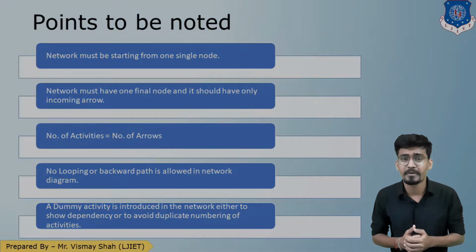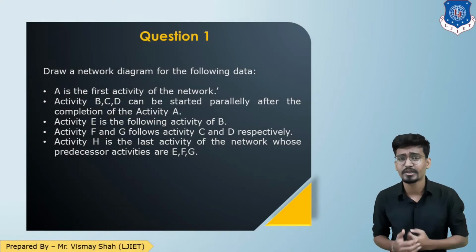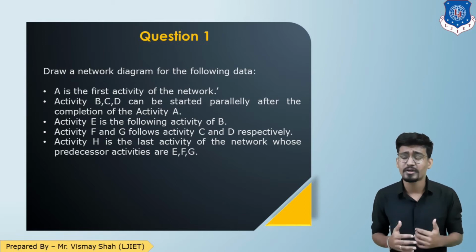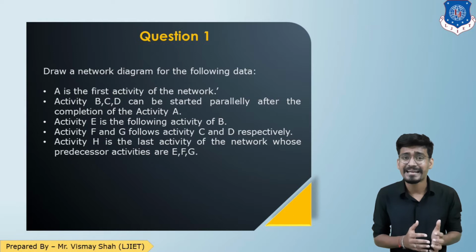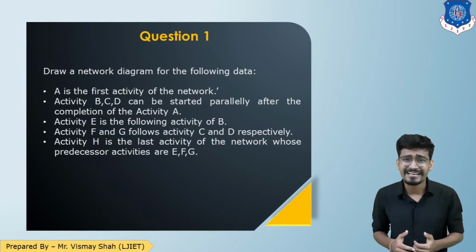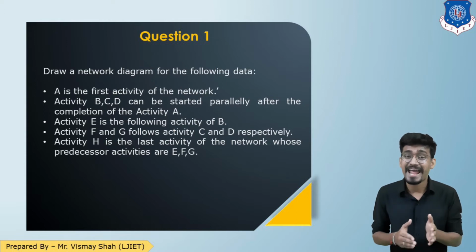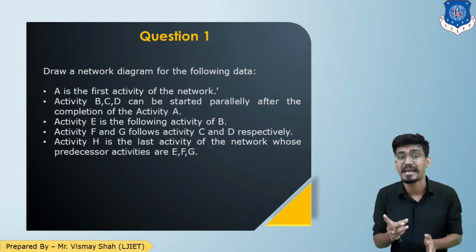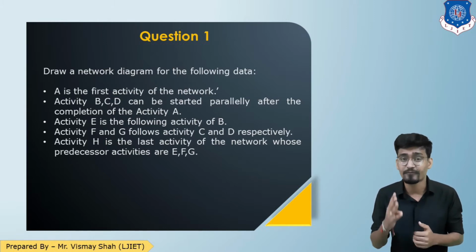So let us start with our question number 1. Here is our first question for drawing the network. The question says, draw the network for the following data. Let me read the data for you. The first data given is: activity A is the first activity of the network. Then activities B, C and D can be started parallelly after activity A has been completed. Then activity E follows activity B. Then activities F and G follow activities C and D respectively. That means F follows C and G follows D. That is our fourth data.